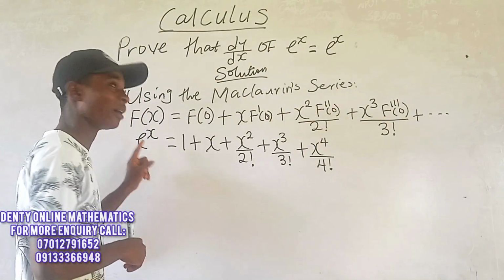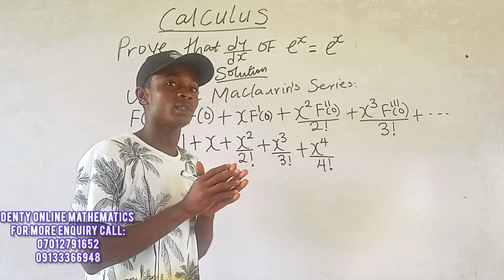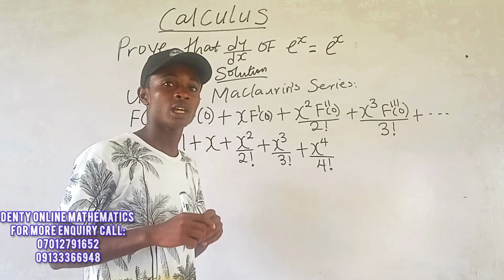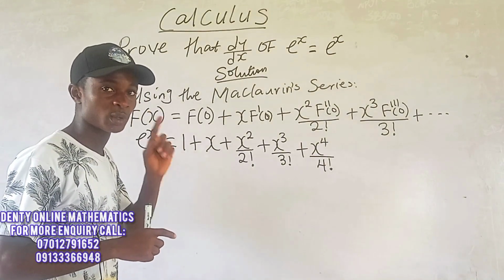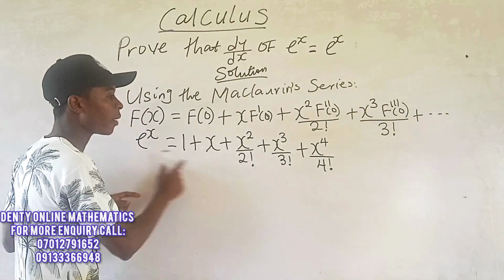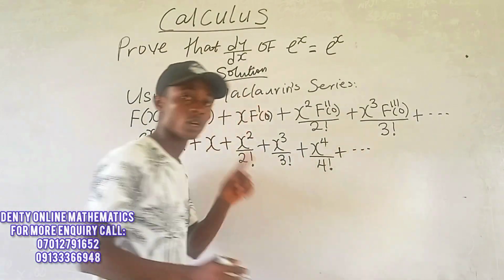Remember, this is not e power x. If you say e power x, you are not using the mathematical terms. So the right word for this is exponential power x and not e power x. Hope you get it. Now, this is the power series for exponential power x. And remember, the series continues.